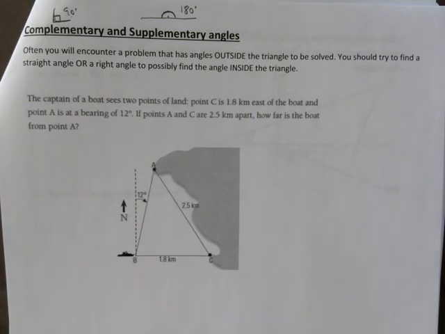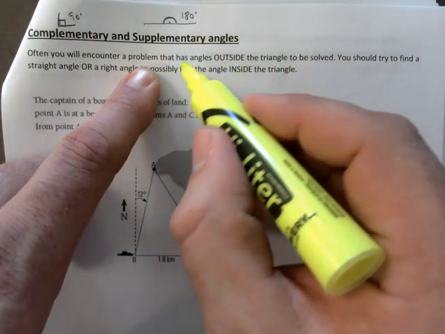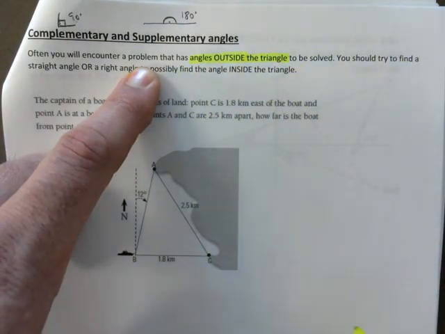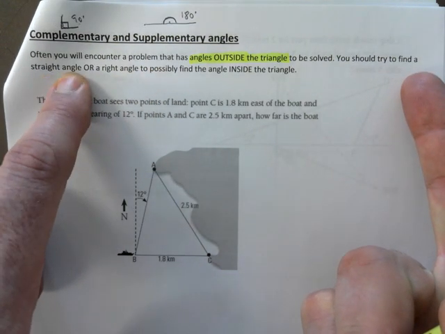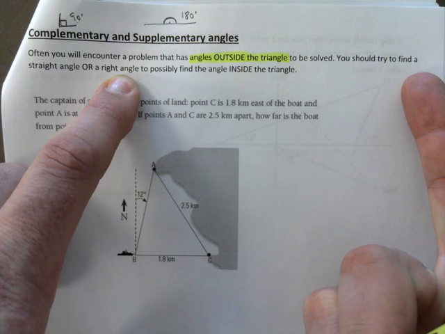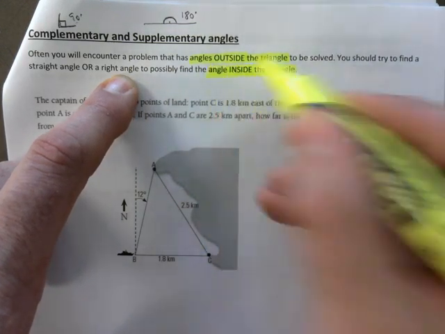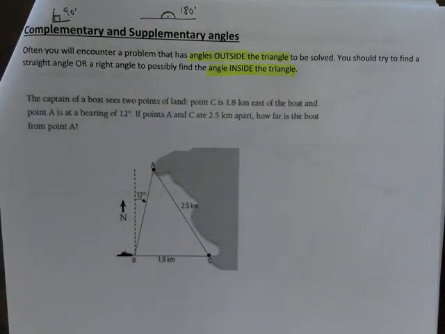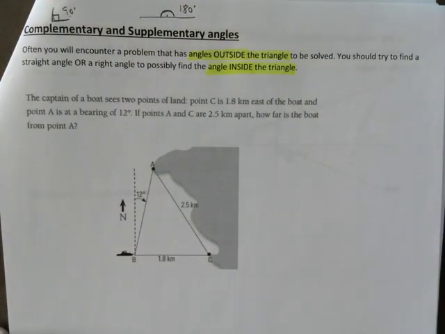So now I'm going to expose you to problems where angles might be outside the triangle. Outside the triangle, you should try to find a straight angle or a right angle to possibly find angles inside the triangles, okay? So you're going to want to do that to get you started. So let's look at this example here that I've selected.